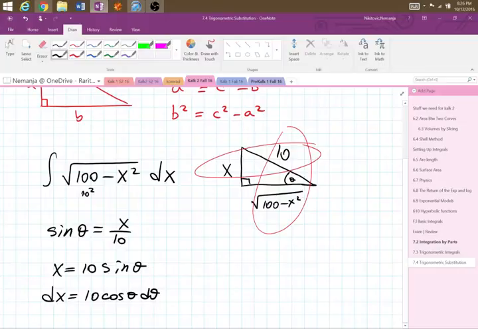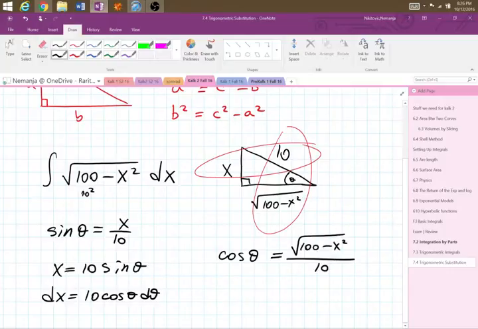Now for the second function, I am writing that the cosine theta is equal to the adjacent, which is the square root, over the hypotenuse, from where the square root is equal to 10 cosine theta. It's a little bit convoluted to get it, but this is awesome because it solves all the problems.